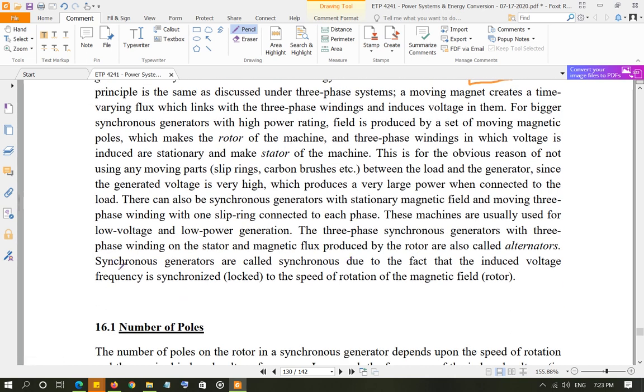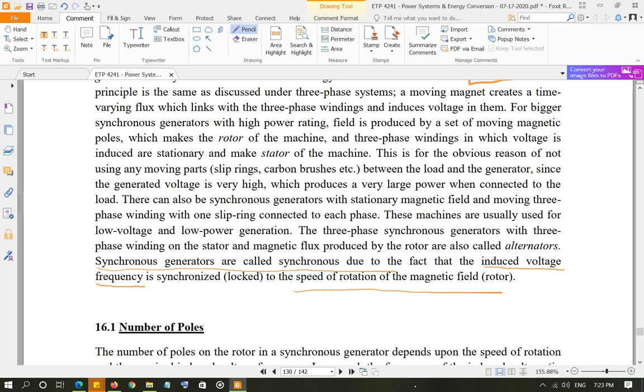Why are they called synchronous generators? The reason is given right here. They're called synchronous generators because the induced voltage and the frequency of the induced voltage are synchronized or locked to the speed of rotation of the magnetic field. That's why it is called synchronous generator.